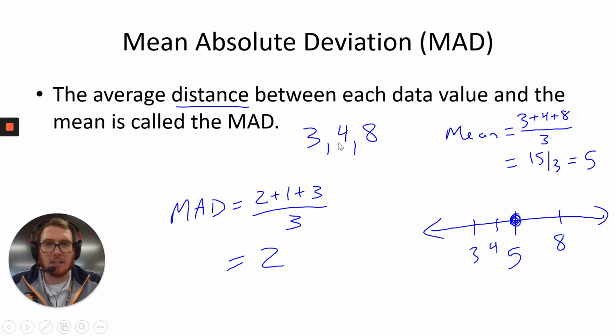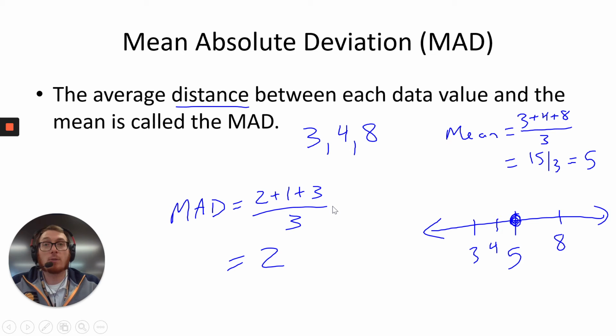This is the numbers 3, 4, and 8. So the first thing you want to do to find the MAD is find the mean. So I added the 3 up, divided by 3, I get a mean of 5. From there, I have to find the distance from the mean of each data point. So if I look at the number 3, it's 2 away from 5. So that's where I got this 2. The number 4 is 1 away from 5, and then the number 8 is 3 away in the positive direction, and it's 3 away from 5.